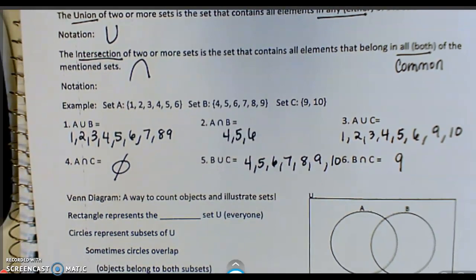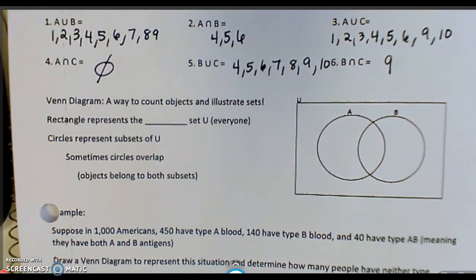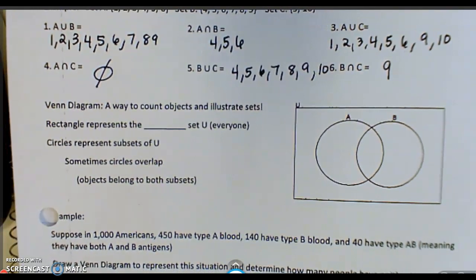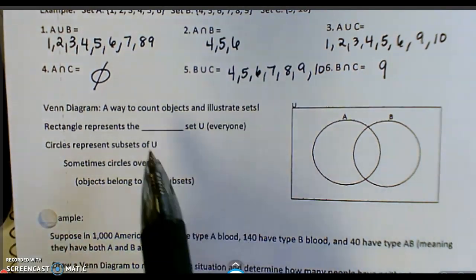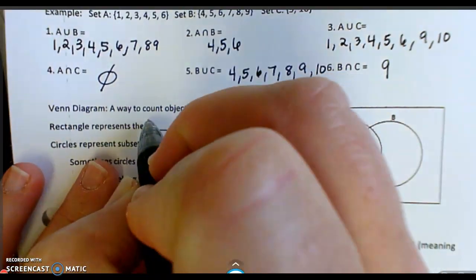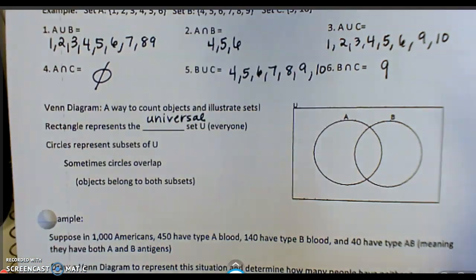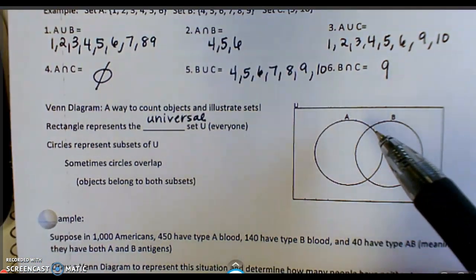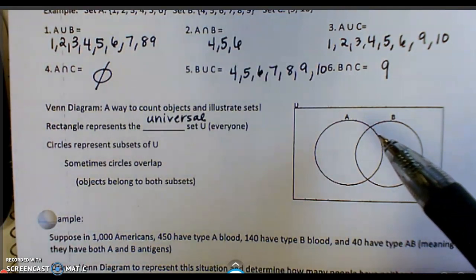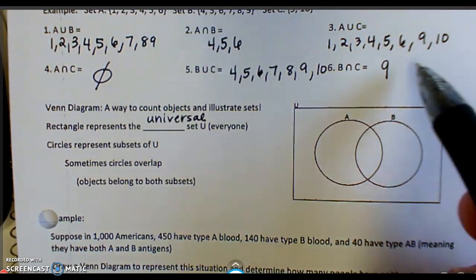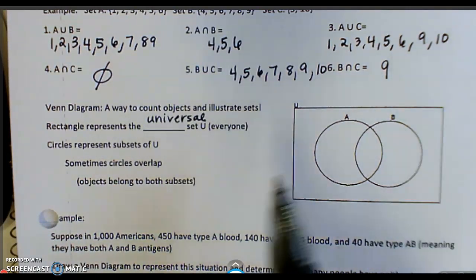Venn diagrams is another way to organize our ideas. You've probably seen Venn diagrams in lots of other subjects, so that's what we're talking about here. The rectangle represents the universal set. The universal set is like the population. If we're talking about the population at South Caldwell, that's what that whole thing would represent. If you're talking about the number of people in your family, that's what that would talk about.